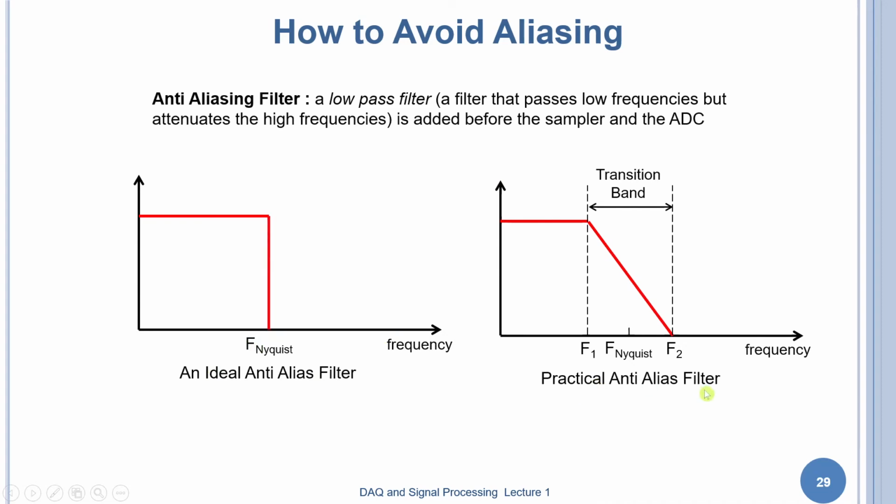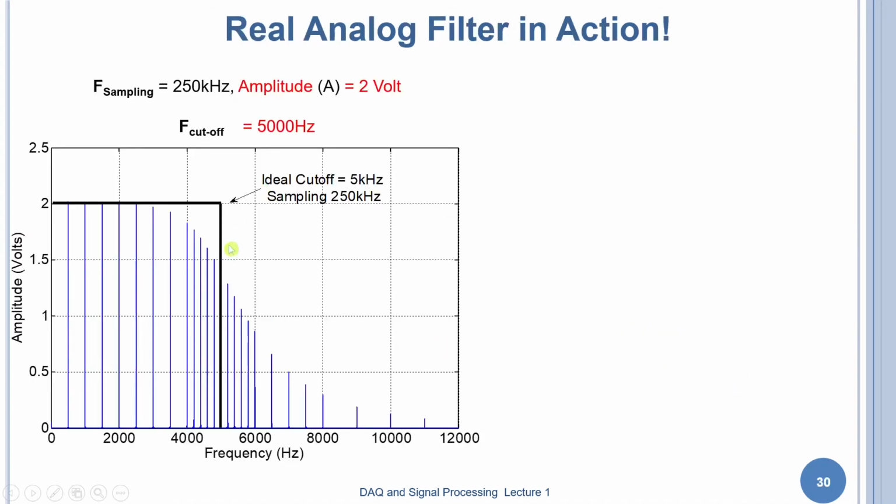Okay, but a practical filter will have a small transition. Here we can use this method to avoid frequencies beyond the Nyquist frequency getting into our measurement. Let's take an example where we have a sampling frequency of 250 kilohertz, the amplitude is 2 volts, and the cutoff frequency used in our analog filter is 5000 hertz.